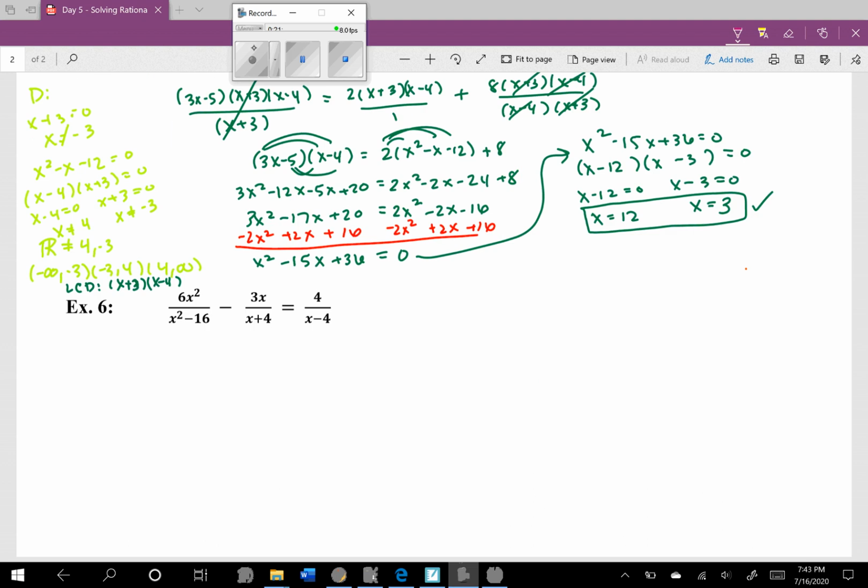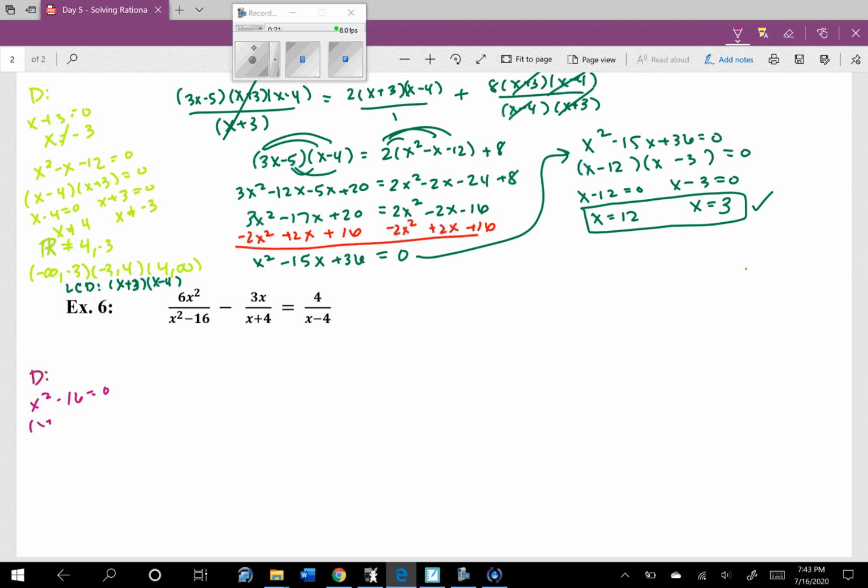All right, so first we need to find the domain. So that means set each denominator equal to 0 and solve. So this, remember, you can solve two ways. You can solve by factoring because it's a difference of two squares, or you can add the 16 and take the square root. Doesn't matter.